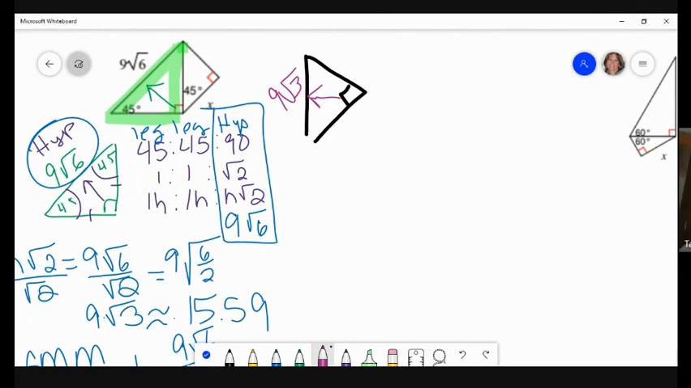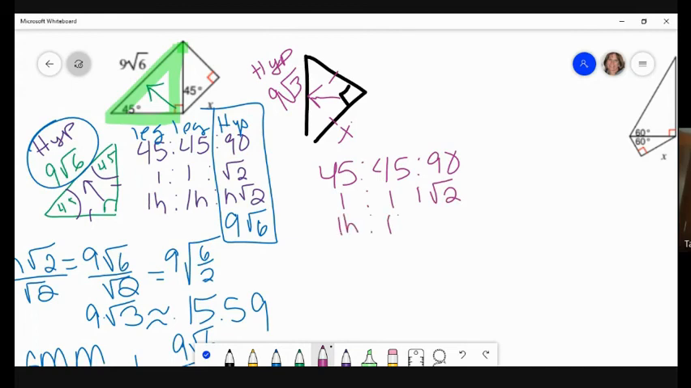All right, so again, we have a 45, 45, and we're looking for the side value. So again, set it up. And of course, they gave us the hypotenuse, or we found the hypotenuse by doing the previous problem. All right, so 45, 45, and 90. And that is 1H, 1H, and H square root 2. I guess we're going to see if Miss Clark can do this without messing up.